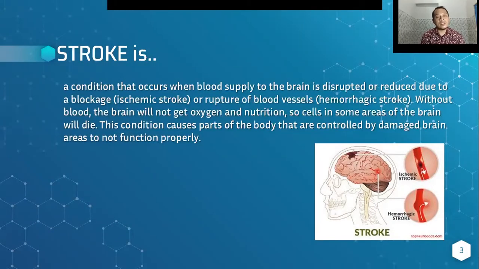Stroke is a condition that occurs when blood supply to the brain is disrupted or reduced due to a blockage. That we call ischemic stroke, or rupture of a blood vessel. This is a hemorrhagic stroke. Without the blood, the brain will not get oxygen and nutrition, so cells in some areas of the brain will die. This condition causes parts of the body that are controlled by damaged brain areas to not function properly.